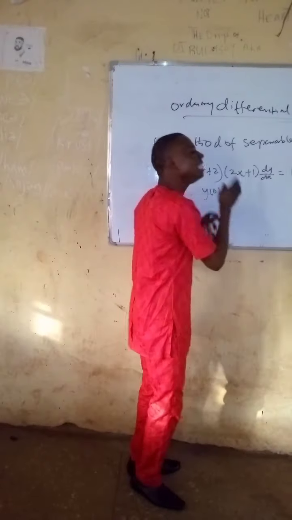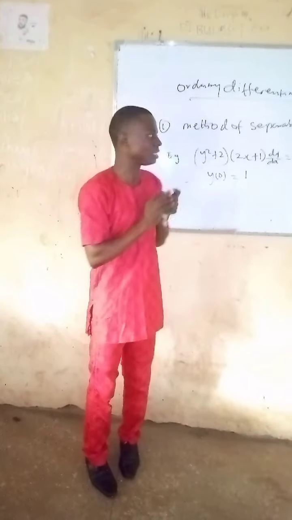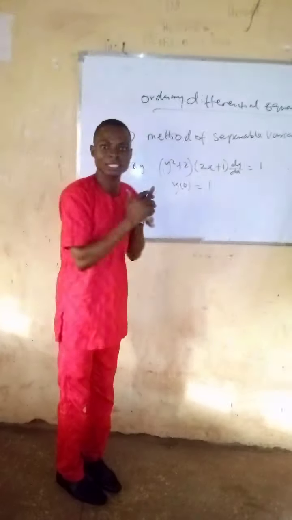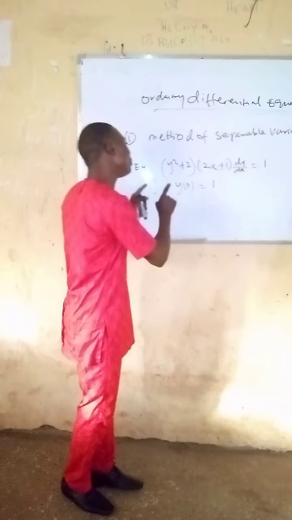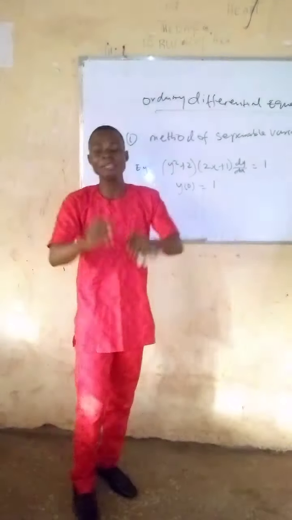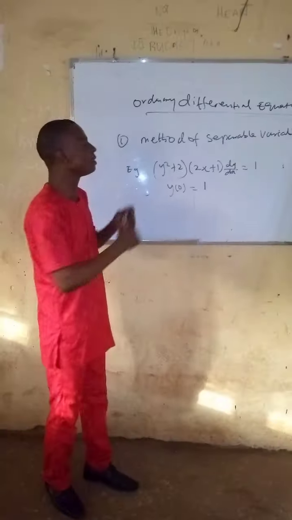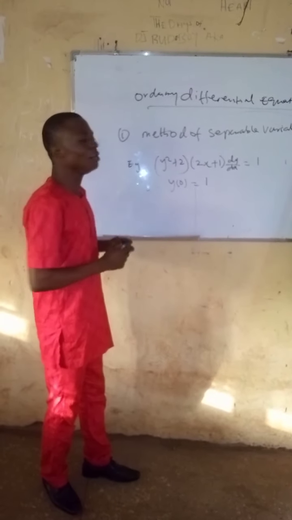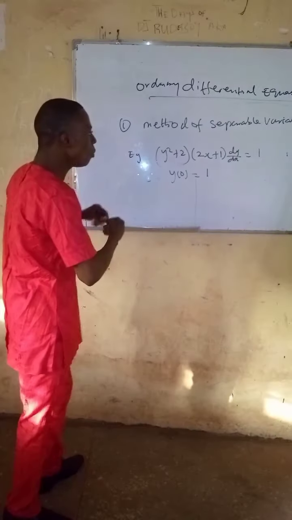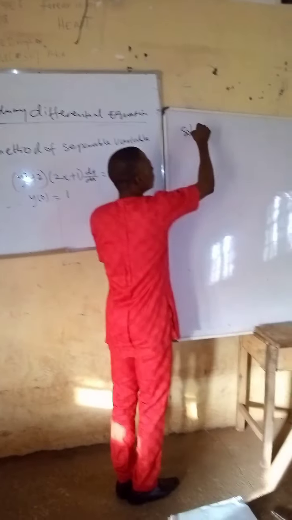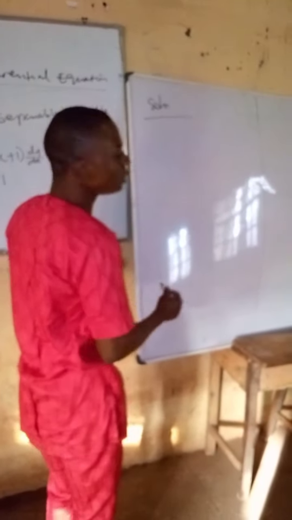Why are you putting this value? In order to eliminate the arbitrary constant. Because when you integrate any integration that is not a definite integral, of course there must be an arbitrary constant. To eliminate the arbitrary constant, you use this initial condition. Now we're going to solve the question and you see how it is separable, and you're going to appreciate it. Just follow me as we move along. Now we'll start the solution, because in mathematics we believe that every equation has a solution.